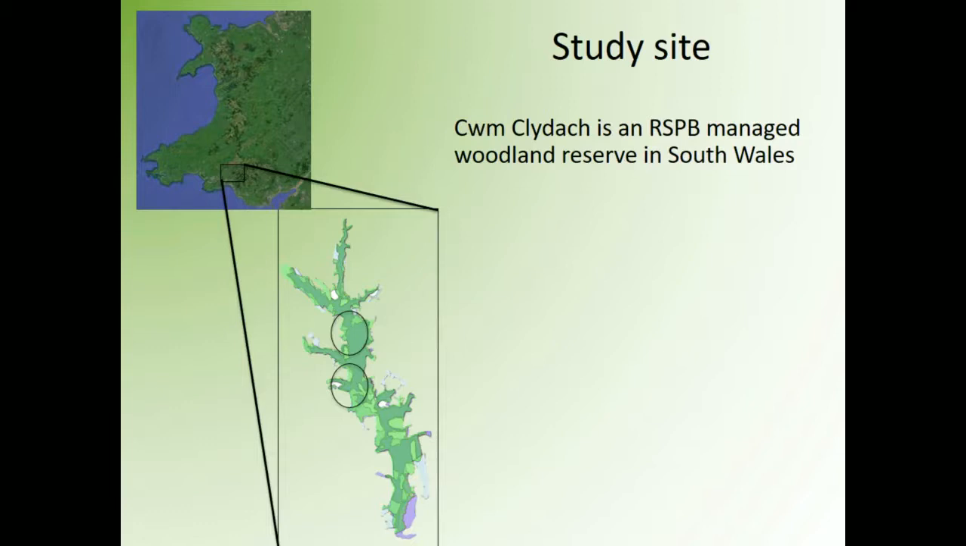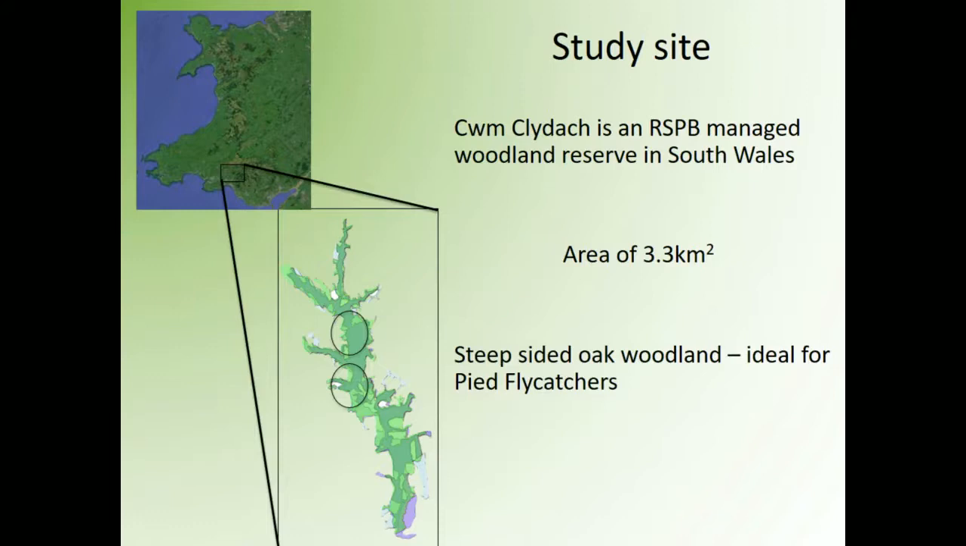So, although it's nationally declining, we're focusing on a very specific area down in South Wales called Cwm Clydach, which is an RSPB managed reserve, and it's shown here. The total woodland area is about 3.3 square kilometres, but the two areas that I've highlighted with the ovals are the grazed areas, and this is something that I'm going to be focusing on particularly. The grazed areas are compared with everything else because there are nest boxes throughout the entire woodland. It's a traditional Welsh woodland, steep-sided, predominantly oak, which is absolutely ideal for pied flycatchers.